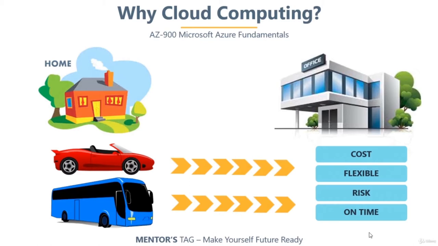But to understand this properly, let's just assume that your car is actually your own data center where you're storing your data, which is your organizational data center. And let's say the bus is that public transport which is available to you on a pay-as-you-go basis. It's something like this. You have to pay only that amount of money which you are using right now. So if you're traveling from one destination to another destination, then you just have to pay for that.